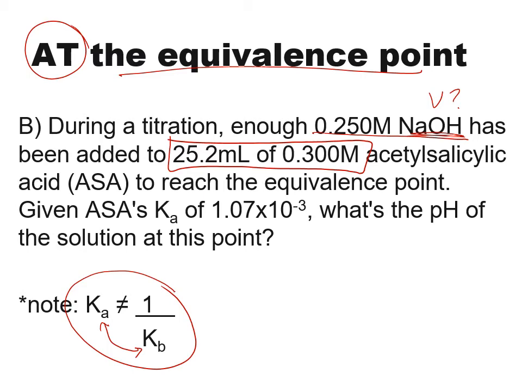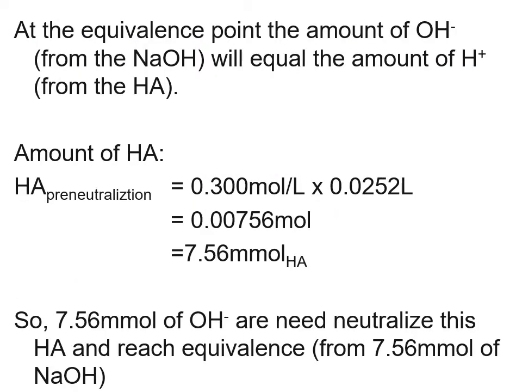All right, so at the equivalence point, the amount of hydroxide ions that's coming from the sodium hydroxide is going to equal the amount of hydrogen ions that come from the weak acid. So essentially, however much weak acid there is, you'll get a certain amount of hydrogen ions, and we'll need an equal amount of hydroxide ions that comes from the base to get to the equivalence point. So the hydroxide and the hydrogen ions have to equal each other. So if we find out how much acid we have, then we'll know how much hydroxide we would need to get it to the equivalence point.